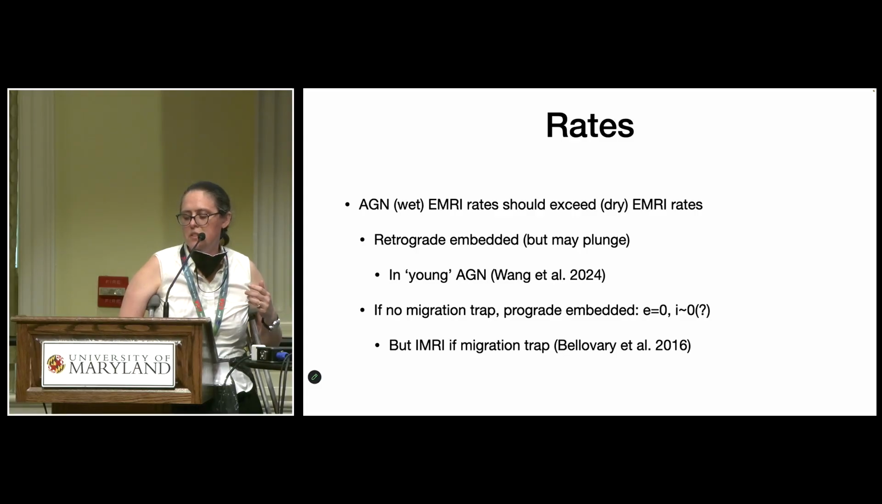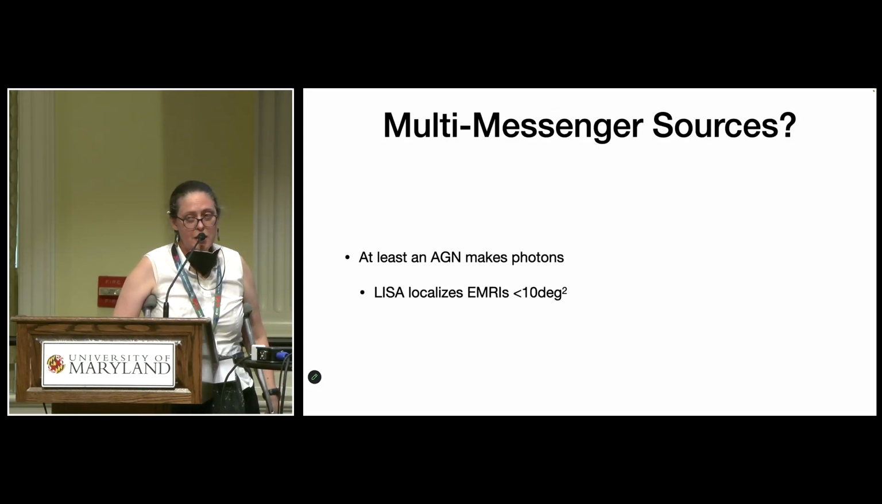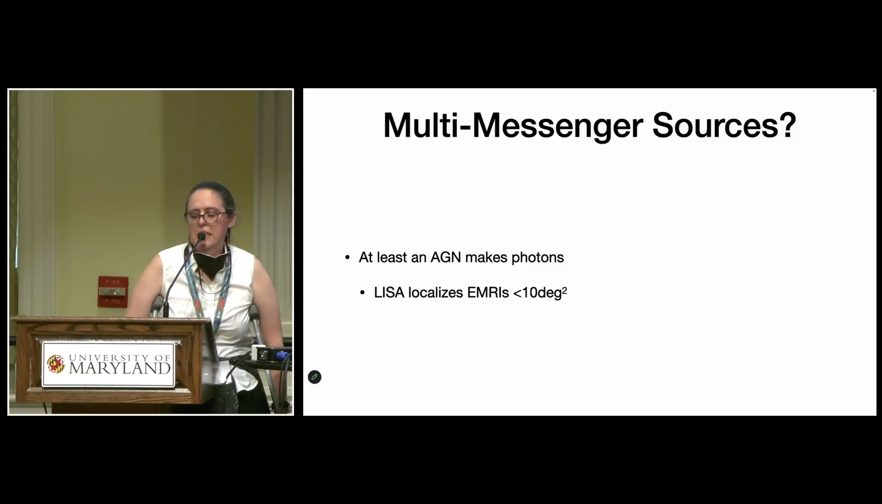And if there is a migration trap, then you can also reasonably expect to get an intermediate mass ratio inspiral out of many AGN. So that's still exciting for LISA and not terrible. Okay. So AGN are, of course, as I said, inherently multi-messenger sources, which is great.